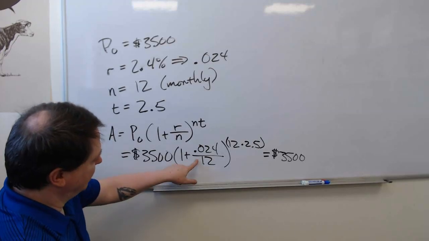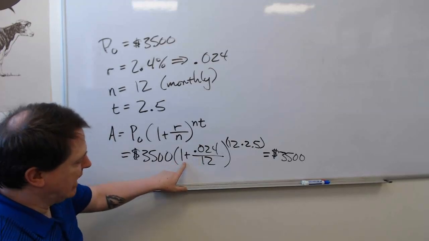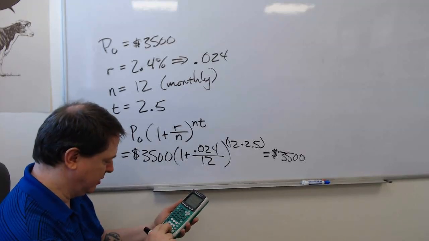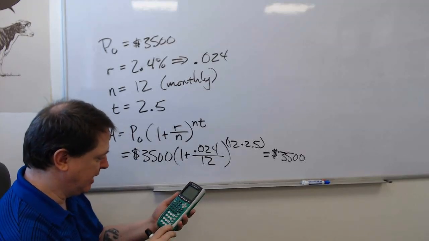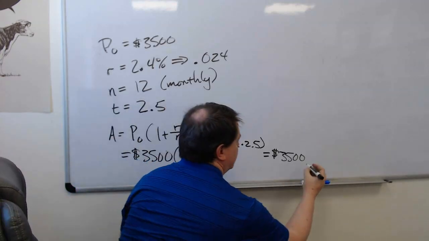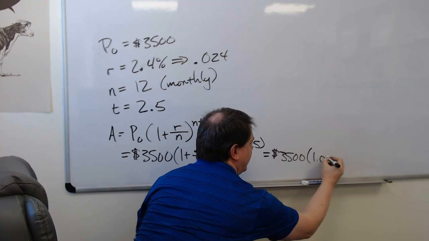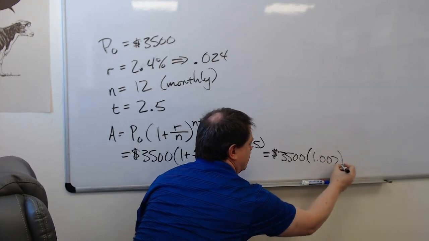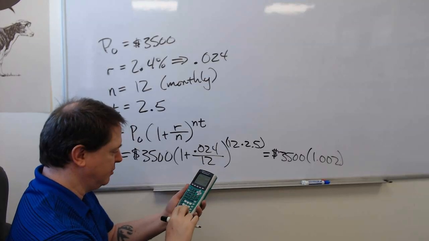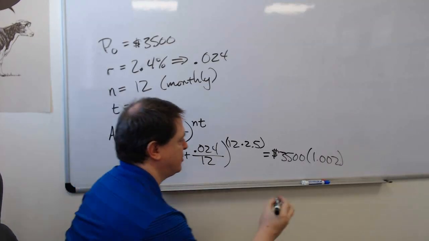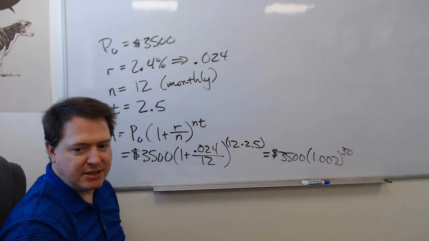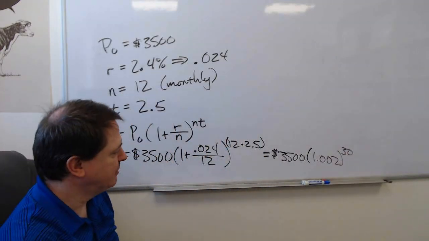Of course, I know I need to do this division before I add on 1. So when I do 0.024 divided by 12, I get 0.002. I add on 1 to that, and that becomes 1.002. And what am I going to raise that to a power of? 12 times 2.5, which is 30. So this is the thing I want to find.